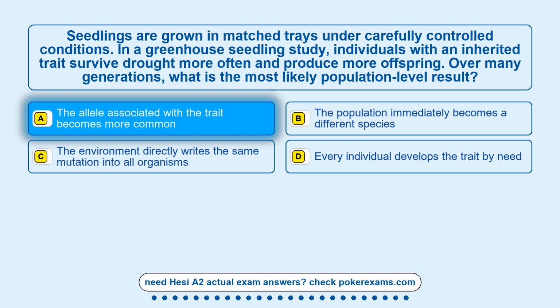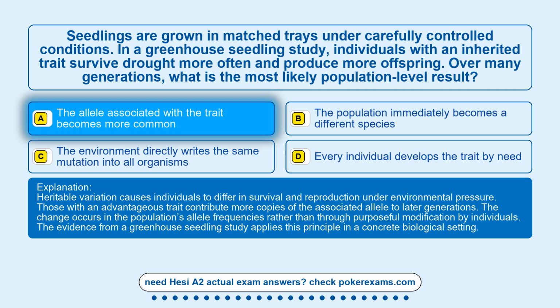The correct answer is option A. The allele associated with the trait becomes more common. Heritable variation causes individuals to differ in survival and reproduction under environmental pressure. Those with an advantageous trait contribute more copies of the associated allele to later generations. The change occurs in the population's allele frequencies rather than through purposeful modification by individuals. The evidence from a greenhouse seedling study applies this principle in a concrete biological setting.